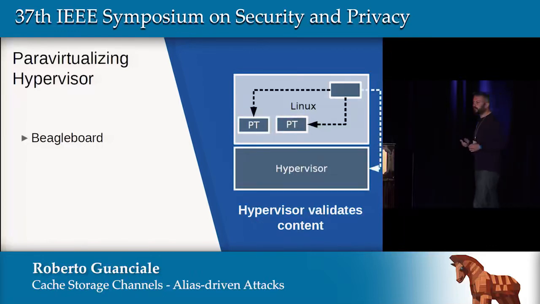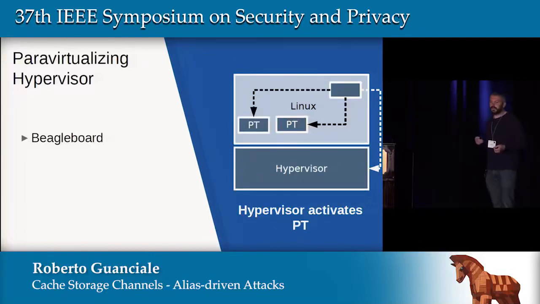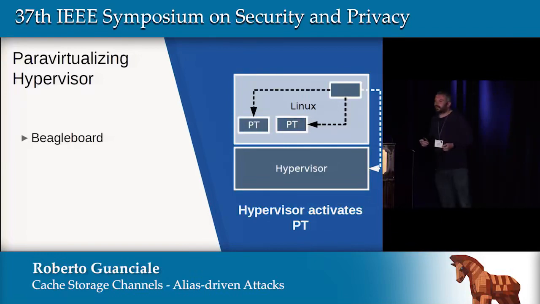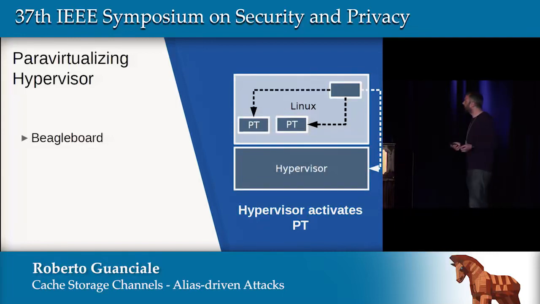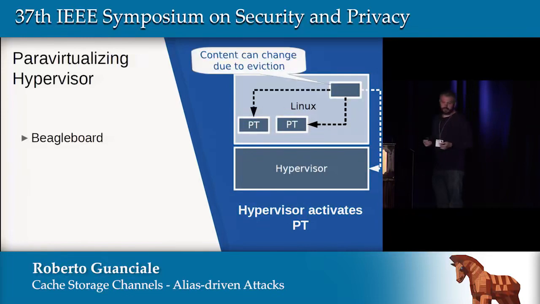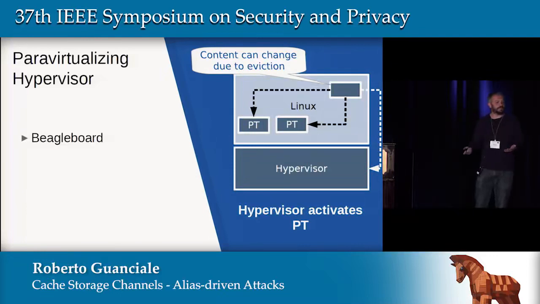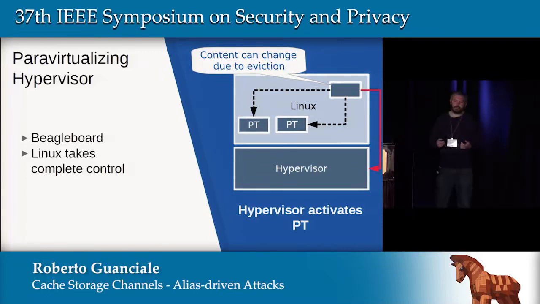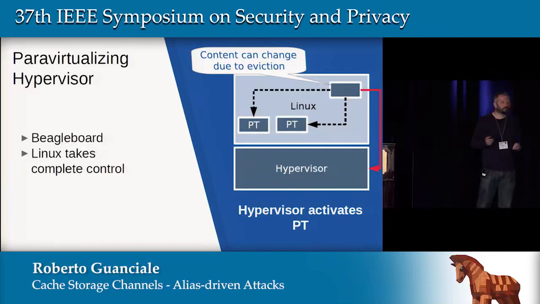The hypervisor checks that the content of this page table is sound. There is no mapping here that allows Linux to write into another page table or the hypervisor itself. And if this is the case, if the policy is respected, then the hypervisor activates the page table. Now, due to possible incoherent cache behavior, the hypervisor can possibly validate stale data. Now we can have an eviction from the cache. The content of this memory region that is used by the memory management unit is different with respect to what has been validated by the hypervisor. So Linux can inject a mapping that allows Linux itself to write into the hypervisor memory and take complete control of the system.